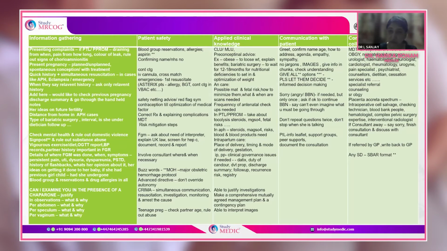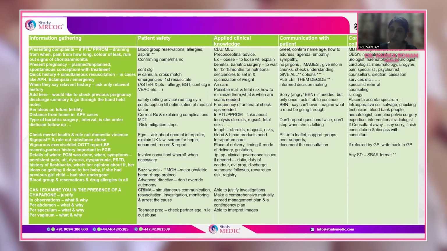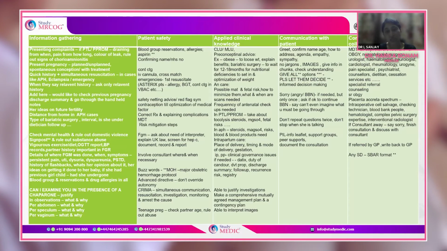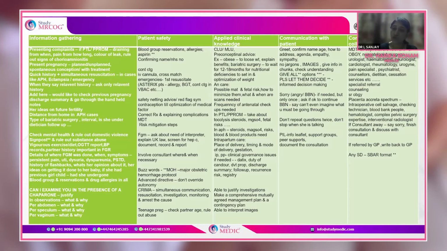And in the case of breaking bad news, ask if she's being accompanied by somebody or not. If there is nobody, ask if she wants her midwife or sister to sit with her. And then you can say, sorry, I don't have good news for you. Give a warning shot. And then you can say that I can't even imagine what you must be going through, all those things. And in communication with the patient, in the end, you will have to talk about patient information leaflets and support group addresses, peer support, and you have to say that you will document the consultation. Okay, this is about communication with the patient.